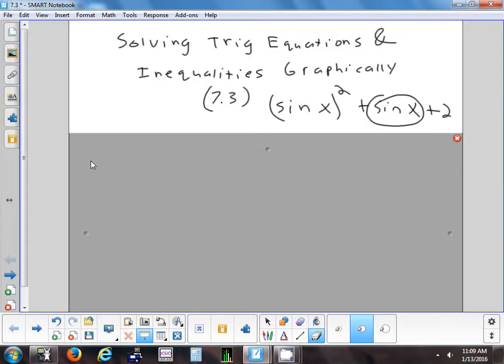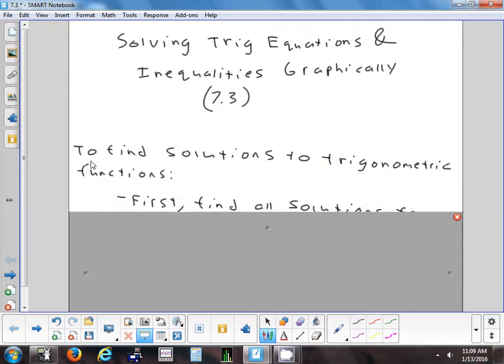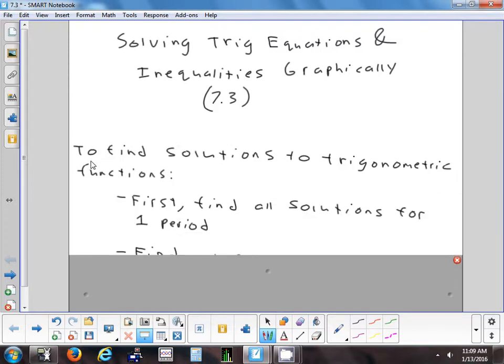Okay, for today, we're not going to focus on doing things algebraically. Purely graphically. And the idea when you're solving graphically, you have to find all the solutions in one period first. So you've got to know how to set your window to a width of one period.